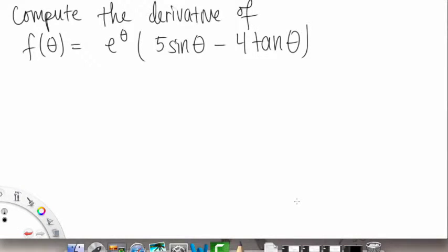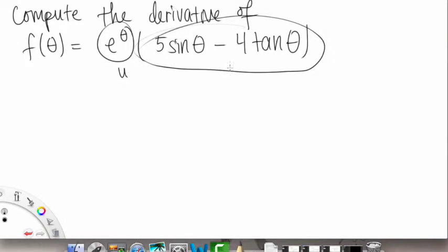Okay, for this problem we're asked to compute the derivative of f of theta. So in this case our variable is theta instead of x. So f of theta is equal to e to the theta times 5 sine theta minus 4 tangent theta. Okay, so here again we see a product rule going on, right? That's what we're going to need because we have a u here and another function there, two being multiplied times each other. So let's write that out.